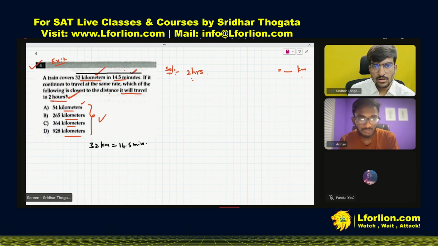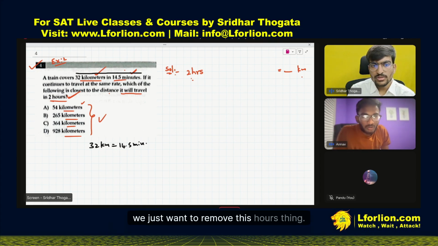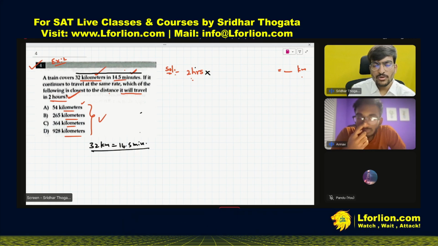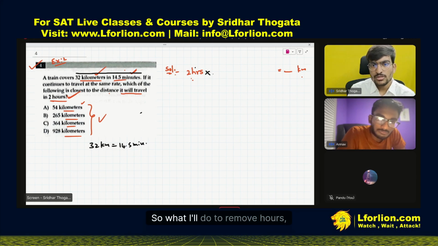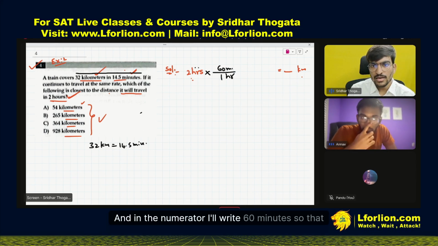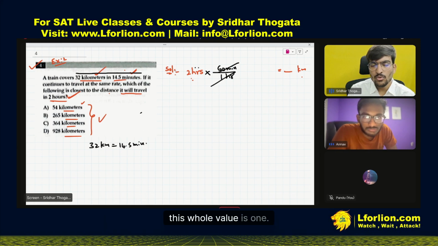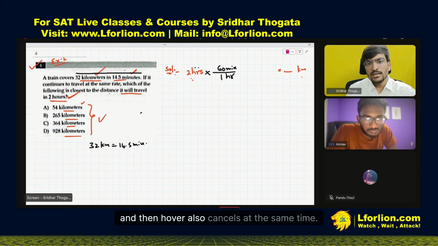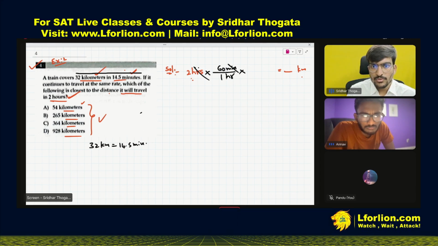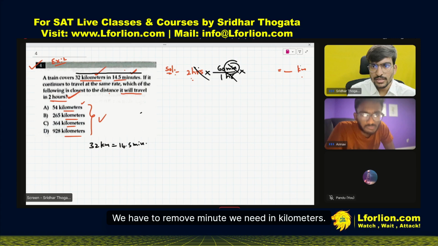We can use this information in what way? First of all, we want to remove this hours thing. Do we have any information about hours? No, we have minutes. So to remove hours, I'll write 1 hour in the denominator and in the numerator I'll write 60 minutes so that this whole value is 1. Then hour cancels. Now I want to cross out minute, because we need kilometer.